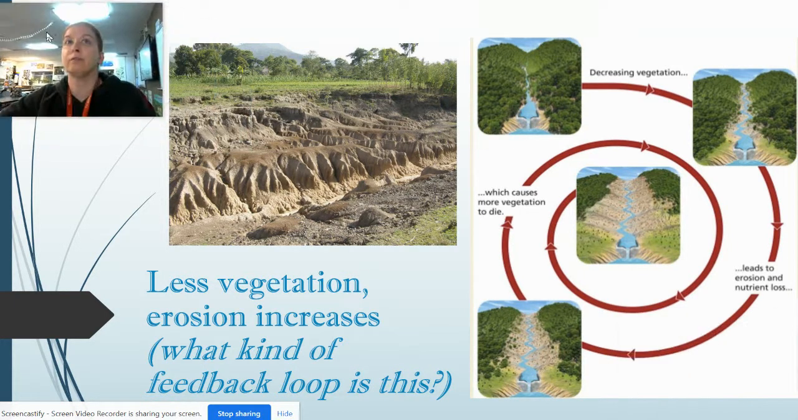So up here, we have decreasing vegetation, which is going to lead to erosion and nutrient loss, which is going to cause more vegetation to die, which is going to lead to more nutrient loss and erosion, and on and on and on. Do you guys remember what kind of feedback loop that is? We're continuing to go in the same direction, so that would be a positive feedback loop.